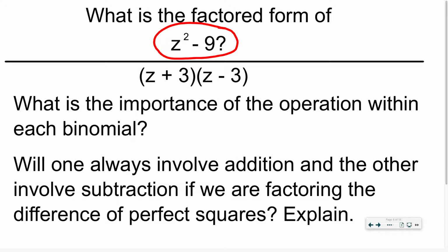Okay, so will one always be positive and one always be negative if I am factoring the difference of perfect squares? What if it was a plus 9 instead? If it was a plus 9, is that the difference of perfect squares? No, that would have just been the sum. Right? So if we're specifically talking about the difference, will there always be one of the terms positive and one of the terms negative? Yes.